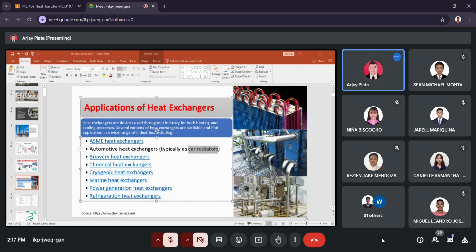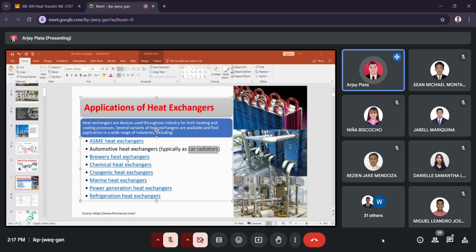As a matter of fact, I think Taji is driving now. After he arrived, he can check the radiator of the car that he is driving. So yeah, it's an example of a heat exchanger.